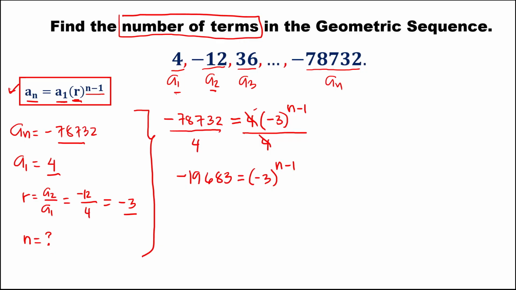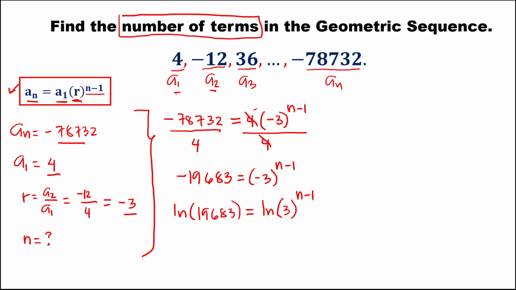This time, to solve for n, we're going to use the natural logarithm. So we need to take ln of both sides. Then we need to ignore the negative because there is no value for ln of negative numbers. So this becomes ln 19,683 equals ln, again ignoring the negative, 3 to the power n minus 1.